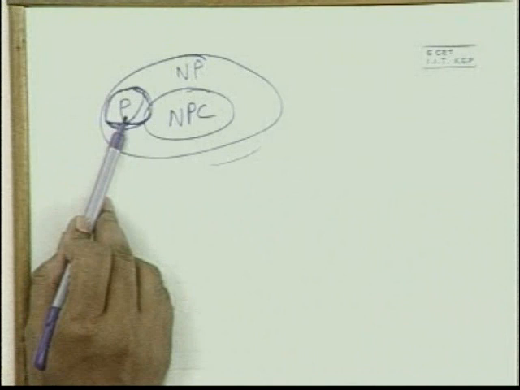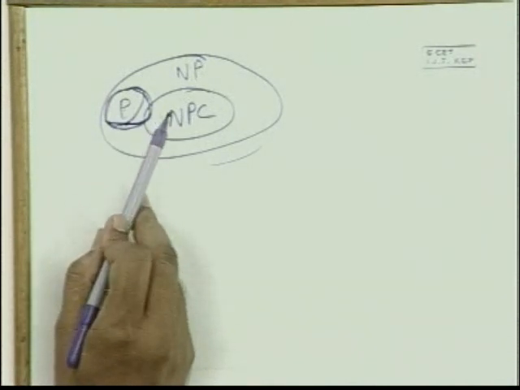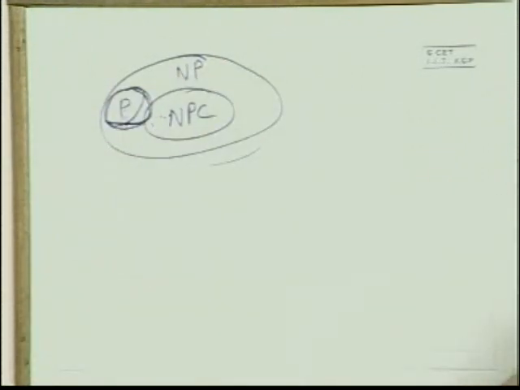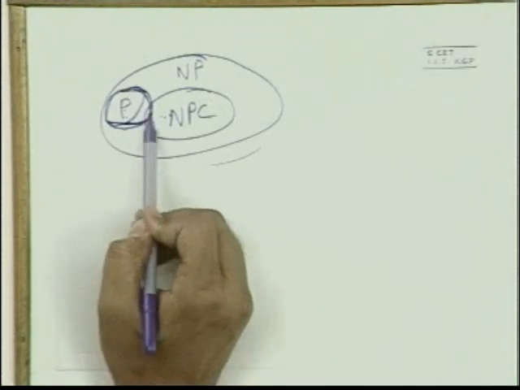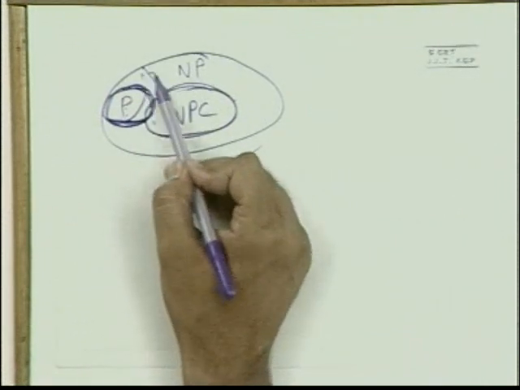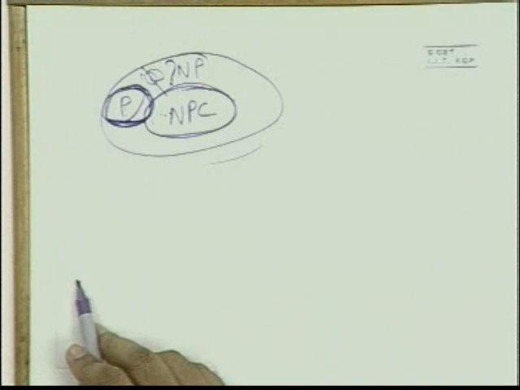Because if any problem from P is in NPC, what does it mean? That an NP complete problem is polynomial time solvable, and we know that then the entire class NP should be polynomial time solvable. So we don't know whether there is an intersection between P and NPC. This is not known yet. This is the biggest question. Still lying open.